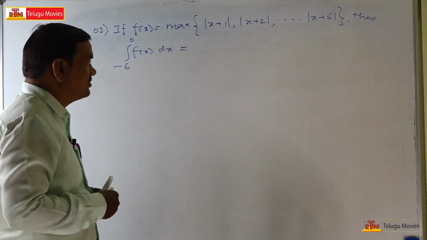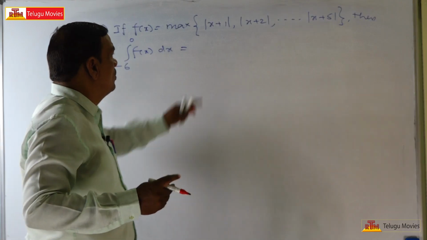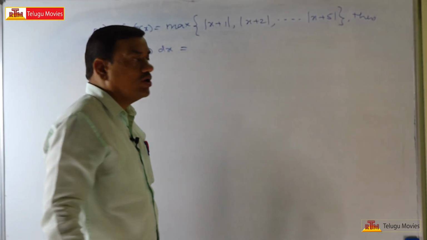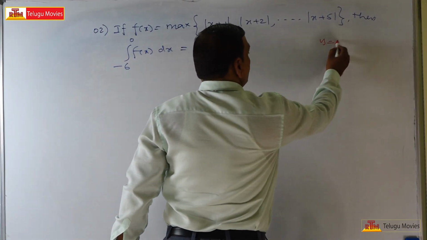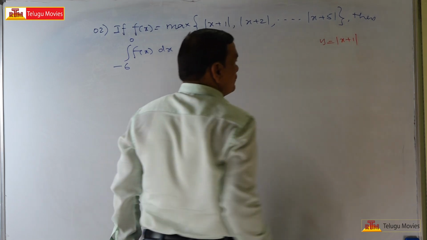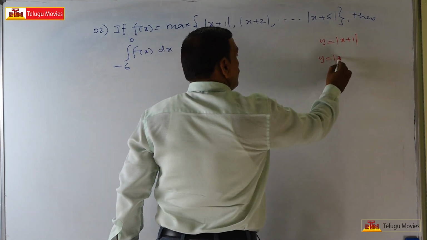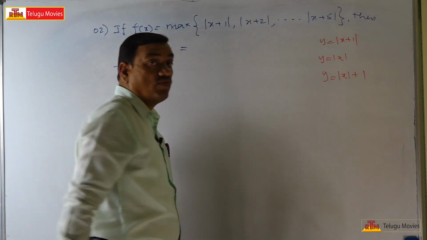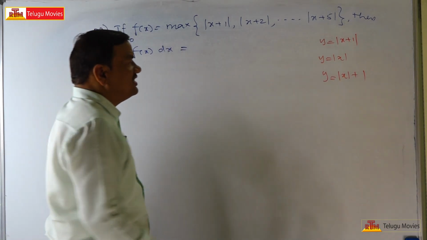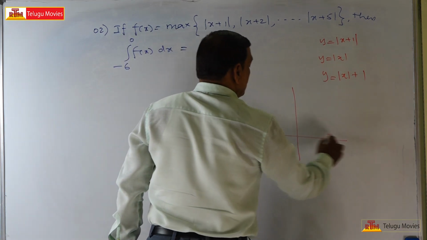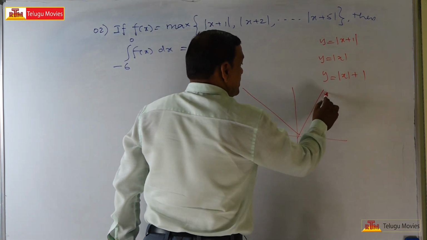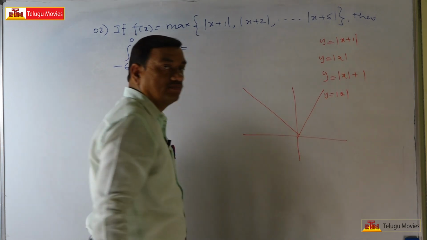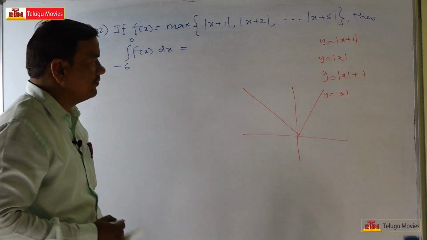Very, very easy graphs. So here, observe, y is equal to modulus of x plus 1 graph. How to draw the modulus of x plus 1 graph? See here, y is equal to mod x graph, and y is equal to modulus of x plus 1 graph. How to draw this? Always remember this. So this is y is equal to mod x graph.